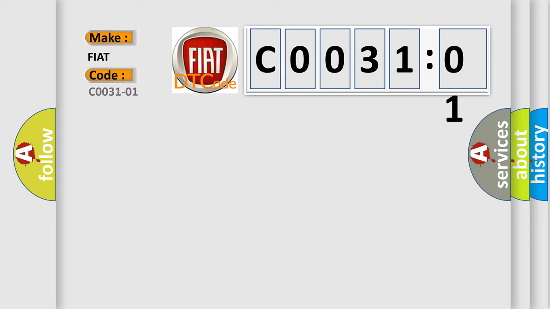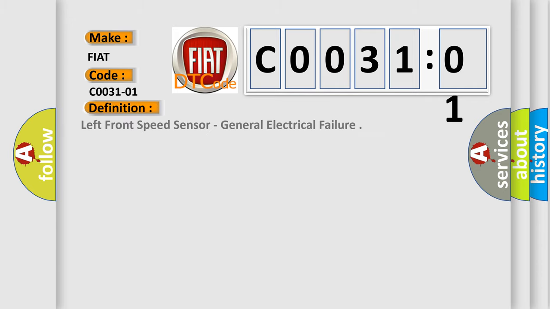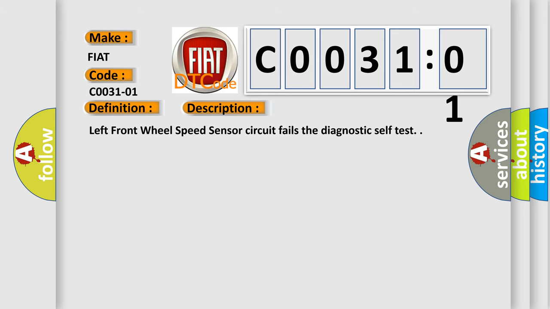C0031-01 interpret specifically for Fiat car manufacturers? The basic definition is left front speed sensor, general electrical failure. And now this is a short description of this DTC code. Left front wheel speed sensor circuit fails the diagnostic self-test.